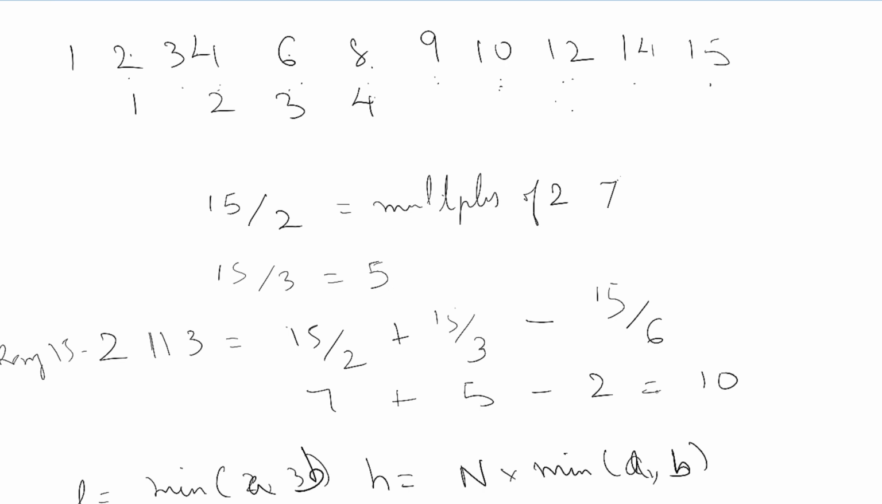Let's just say if B was 20, the fourth multiple of 2 or 20 will be 2 into 4, which will be 8. We need to return, our fourth multiple will be 6 here, so we need to return 6. 1, 2, 3, 4.